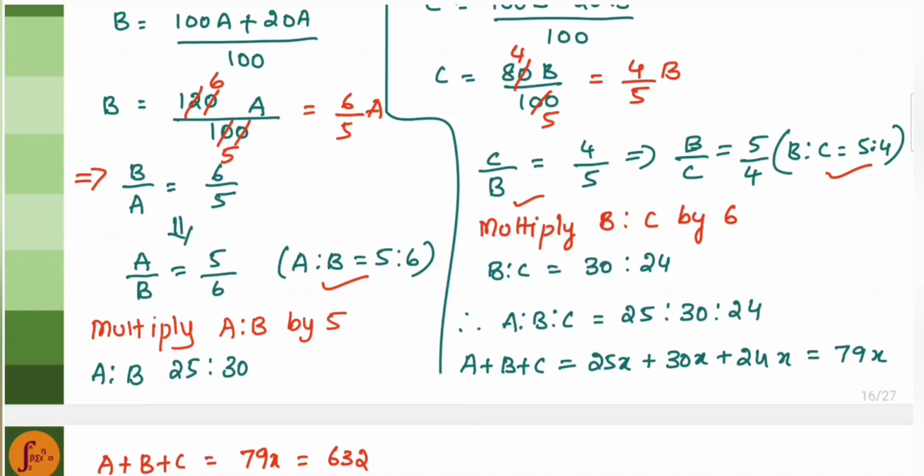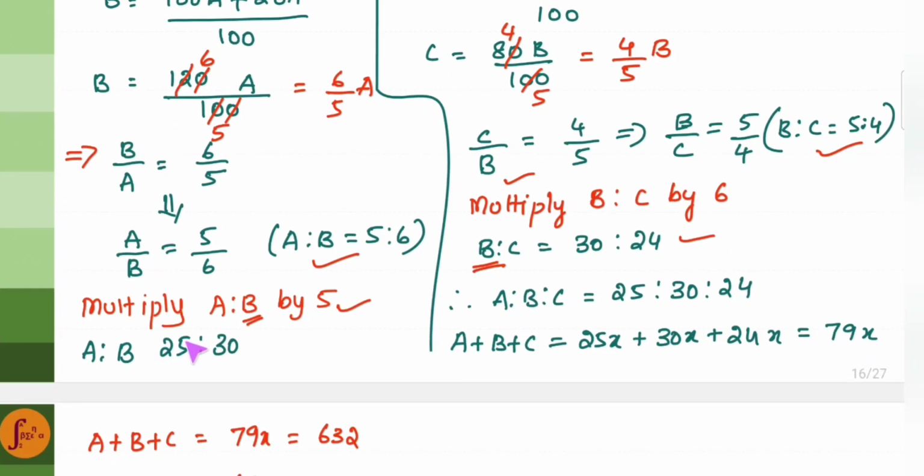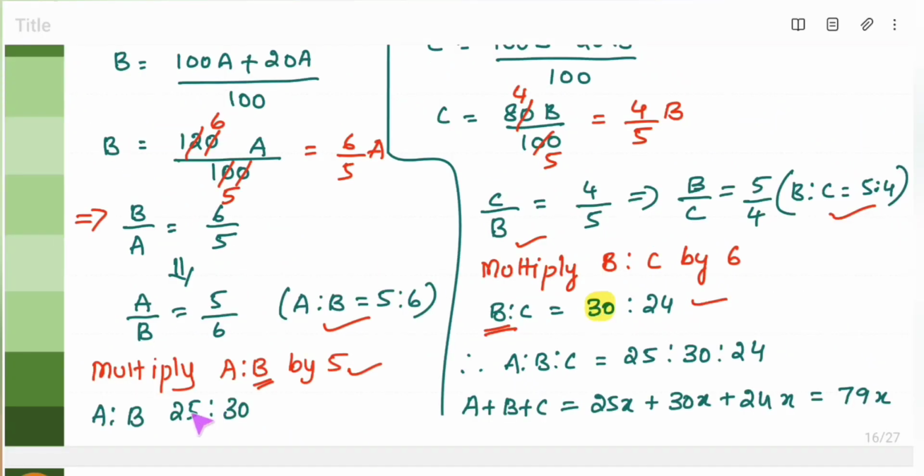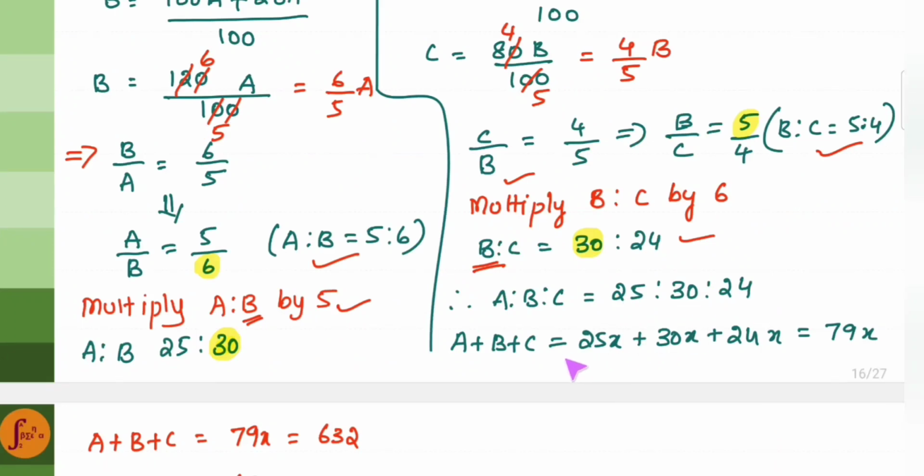Now same thing, multiply both of these ratios so that you get same value for B. Here B is 30, here also we got B is 30. Earlier B was 6 here and here B was 5. So we multiplied and we got this A is to B is to C. The remaining thing is the same thing. A is to B is to C is 25 is to 30 is to 24.